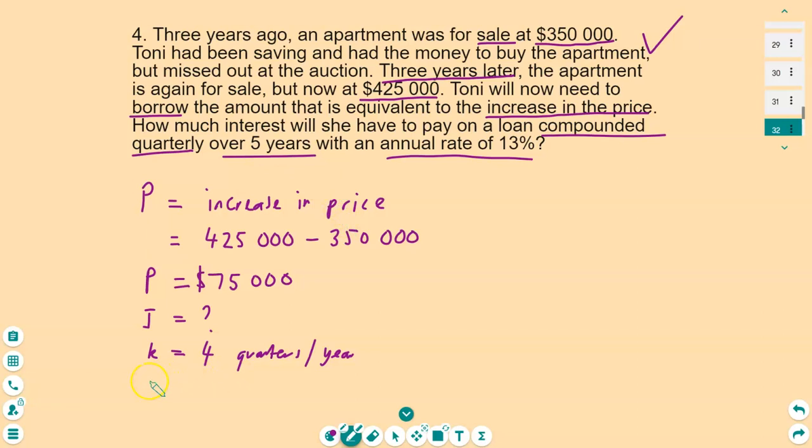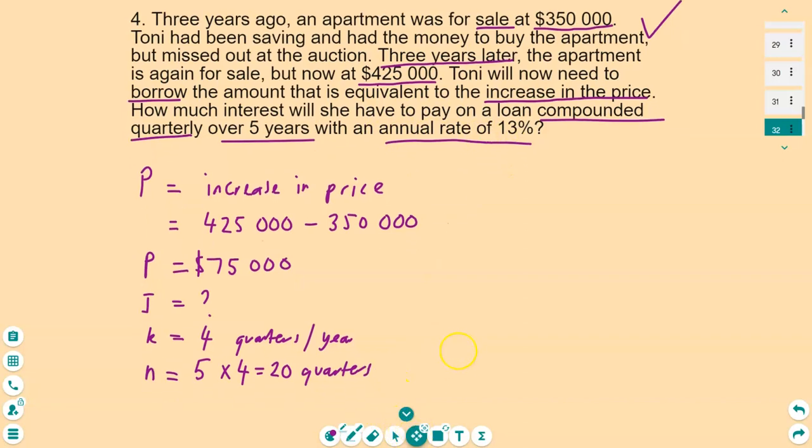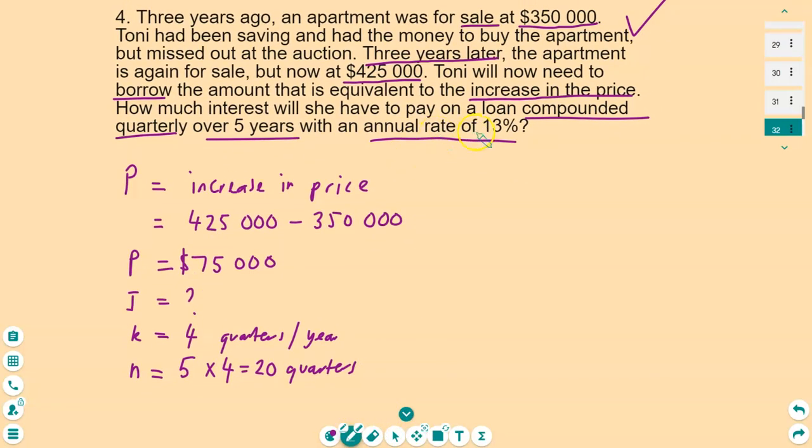Over 5 years. N, well, we need our N to be in quarters too. So we've got 5 years times 4 quarters a year, 20 quarters. That's the number we want to use. With an annual rate of 13%. Annual means yearly. Even though they say rate, they assume we know what we're talking about. It's interest rate. Annual rate, 13% per year.